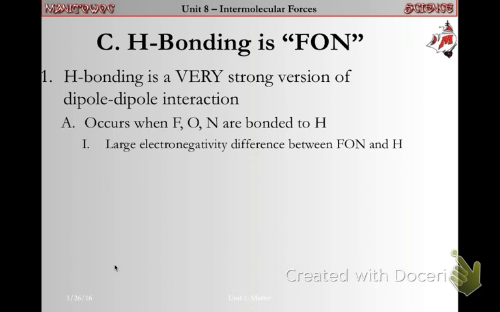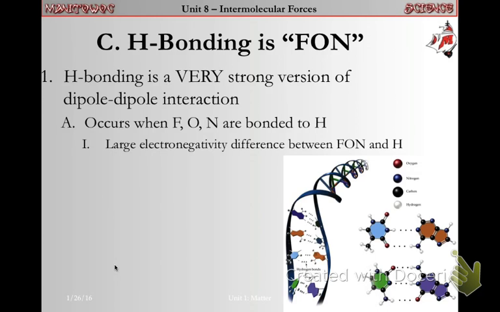We see this in everyday life when we take a look at the DNA molecule, deoxyribonucleic acid. I'm sure in a biology class you've talked about the base pairs: adenine, thymine, guanine, and cytosine.